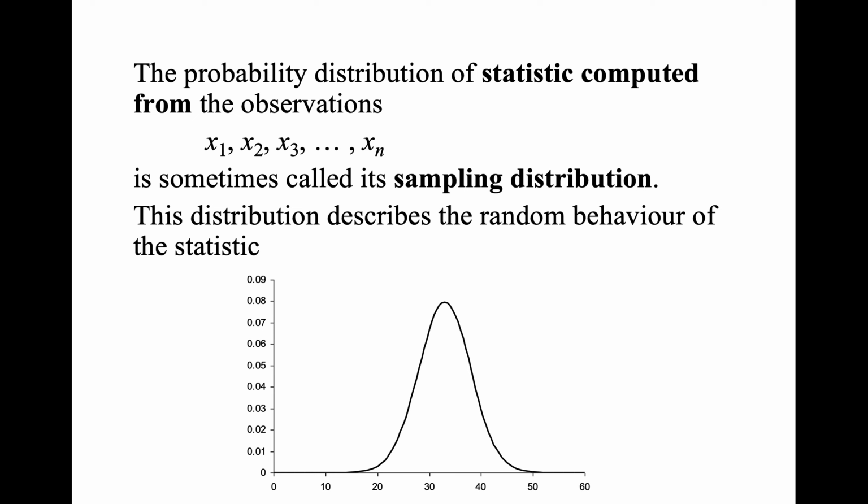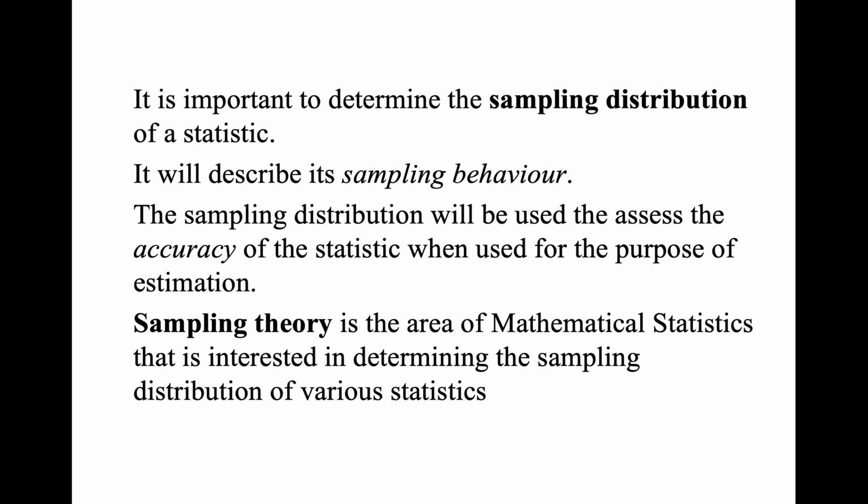So the probability distribution of a statistic computed from the observation is sometimes called its sampling distribution, whereby this distribution describes the random behavior of the statistic. It is important to determine the sampling distribution of the statistic, as it will describe its sampling behavior and be used to assess the accuracy of the statistic when used for estimation. So, sampling theory is the area of mathematical statistics that is interested in determining the sampling distribution of various statistics.